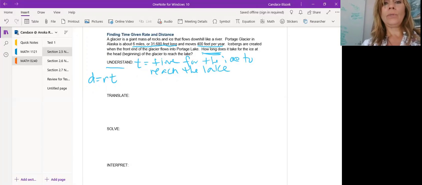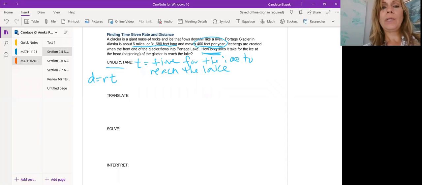So I know the distance. The distance is either 6 miles or 31,680 feet. Now, we have 2 options for our distance. One is in terms of miles, and the other one is in terms of feet. And we need to know which one we will use. Well, the rate, this 400 feet per year, is in terms of feet. And so I will use the 31,680 feet, because we need to be consistent in the units that we use. And in this case, it's feet.